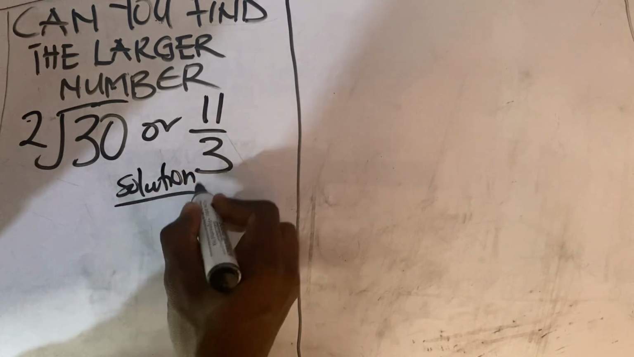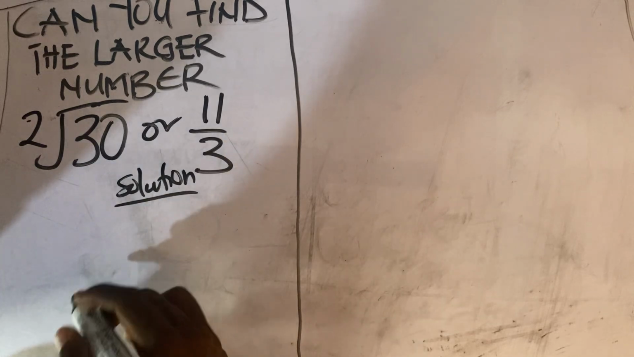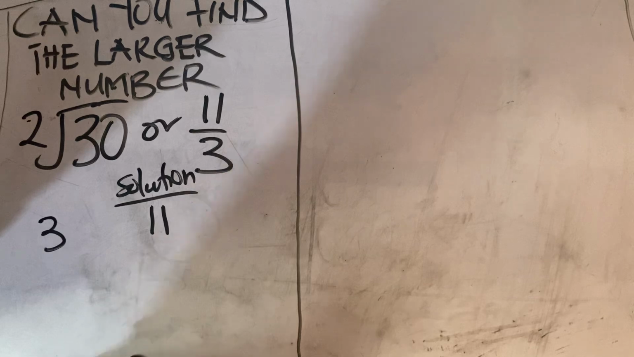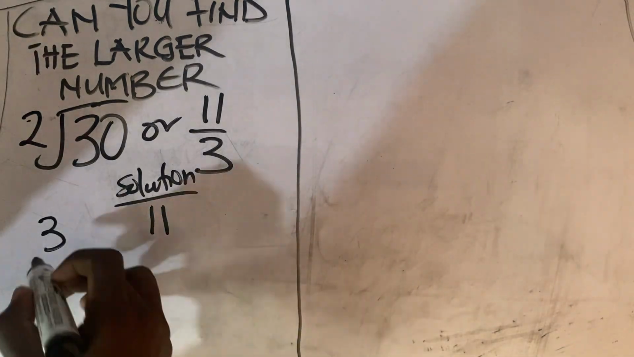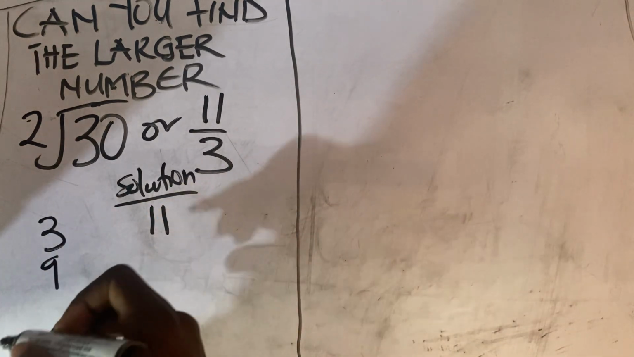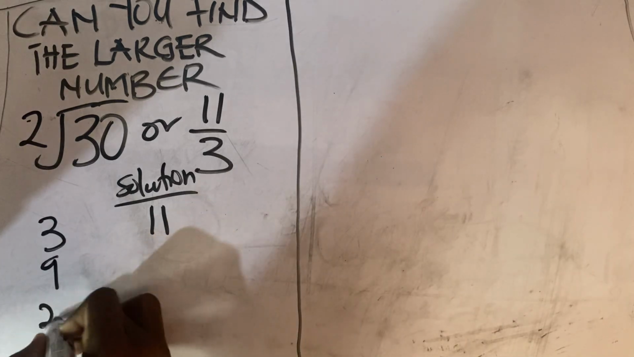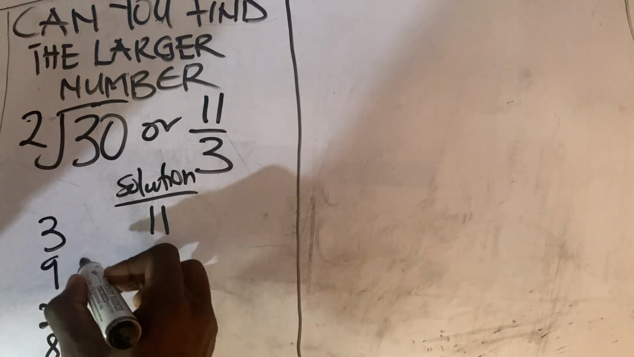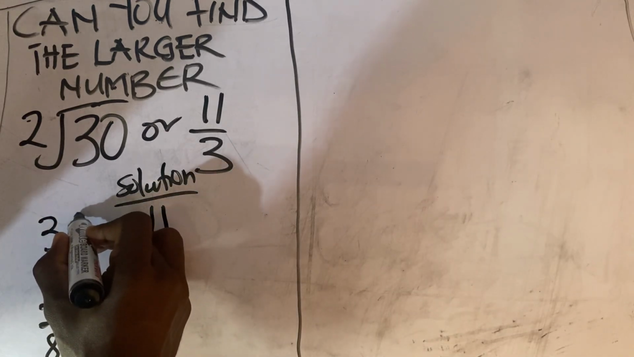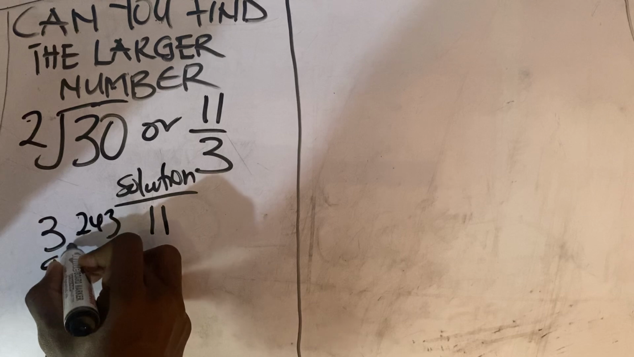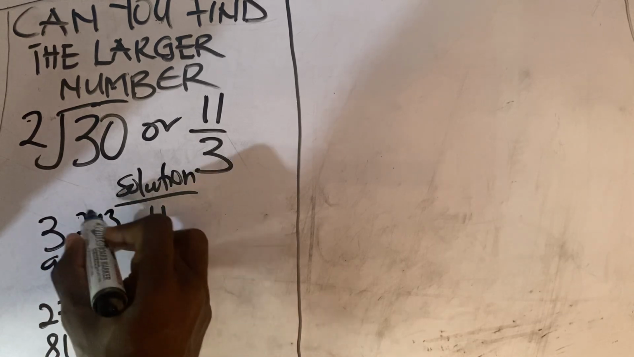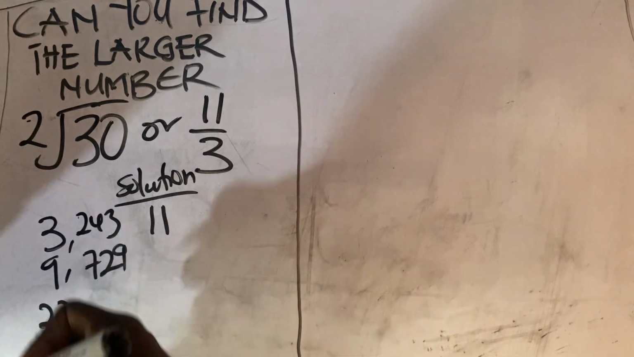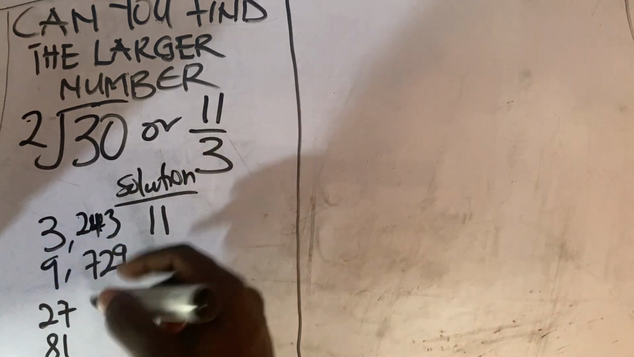Again, I'm going to use this fraction over here. I'm going to pick 3, and then I'll pick 11, and then I'm going to double them. Doubling 3, I have 9. 9 times 3 is going to give us 27, and 27 times 3 is going to give us 81. 81 times 3 will give us 243, and then times 3 is just going to give us 729, and then I can go on in that order.